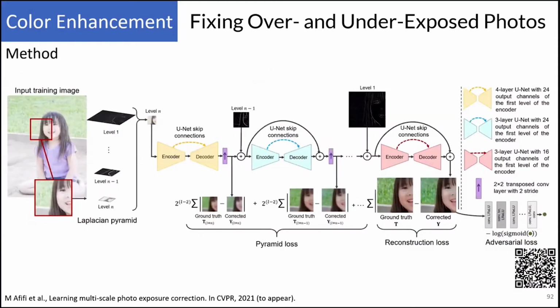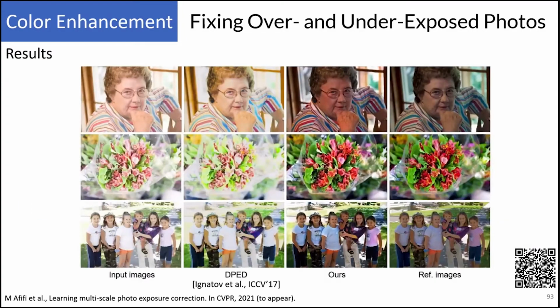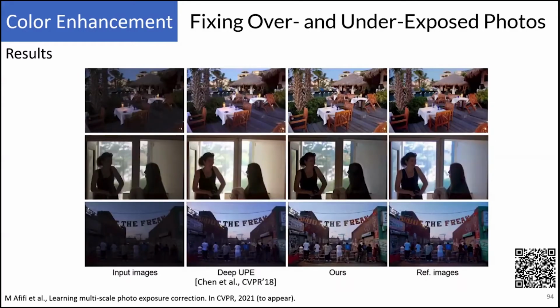And based on this data set, we built our multi-scale neural network framework based on the Laplacian image decomposition. Our method starts with the first level of the Laplacian pyramid and processes it in a sequential manner until we get the final result. And we use pyramid loss, reconstruction loss, and adversarial loss to improve the perceptual quality of the final result. Here we achieve better results than the available solutions to fix overexposed and underexposed images.